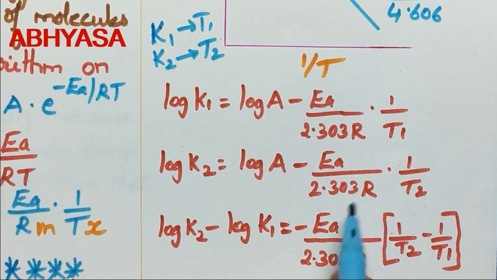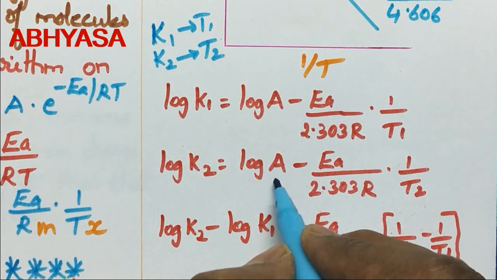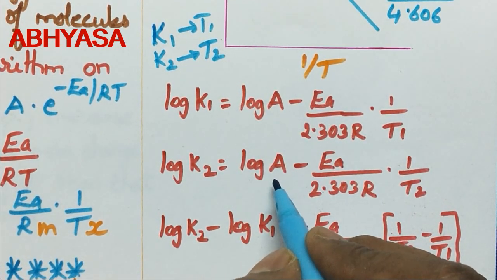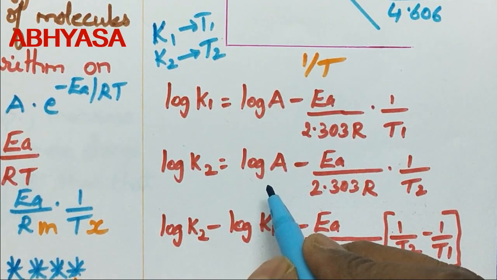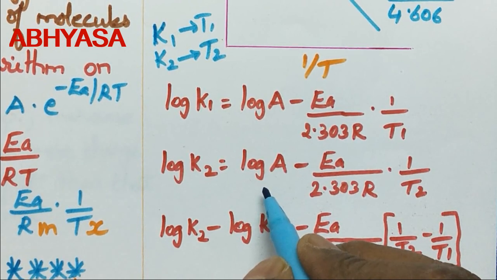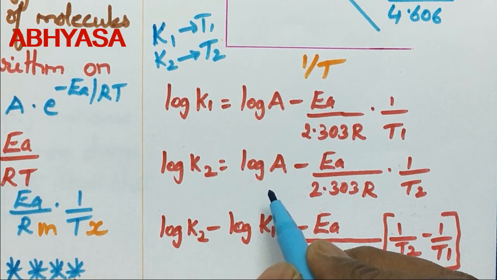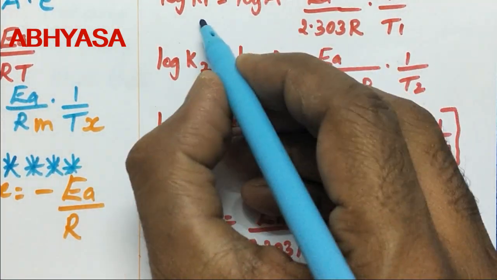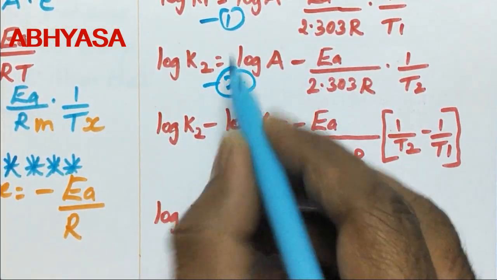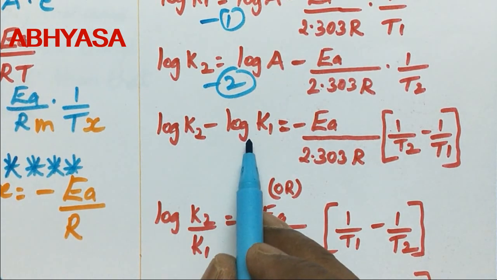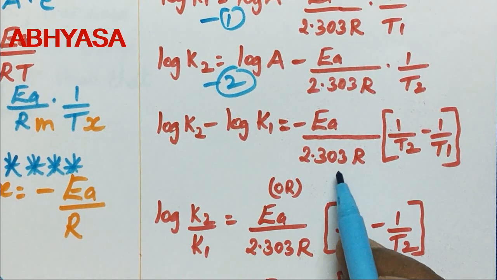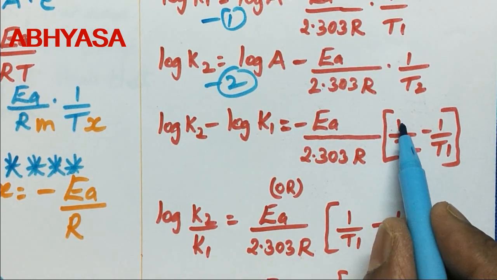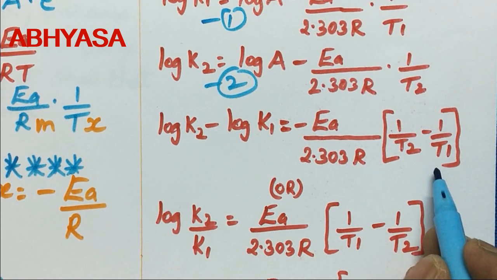You might have observed one thing here. I did not write it as log A1 and log A2. This is because this Arrhenius factor or the pre-exponential factor is a constant and specific to a particular reaction. So if we take this one as the first equation and this one as the second equation, 2 minus 1 means log K2 minus log K1 is equal to minus Ea by 2.303 R taken outside. Then the remaining part is 1 by T2 minus 1 by T1.